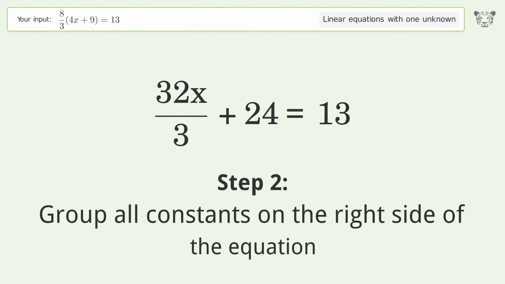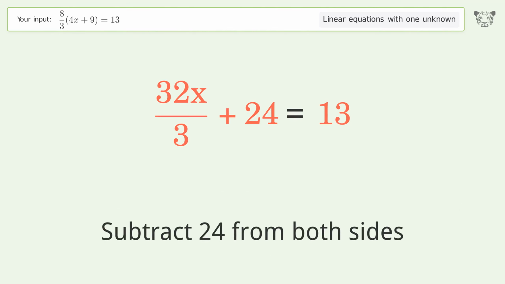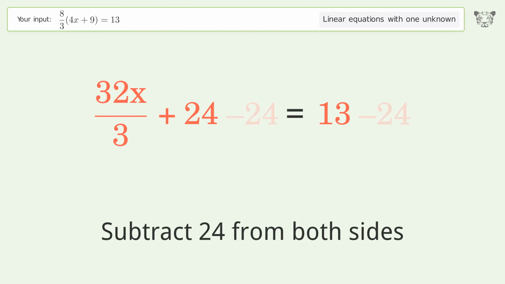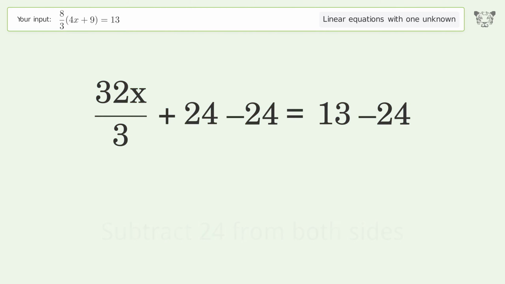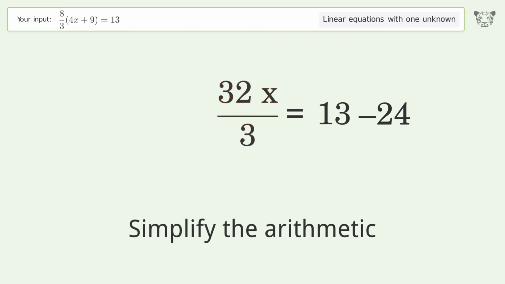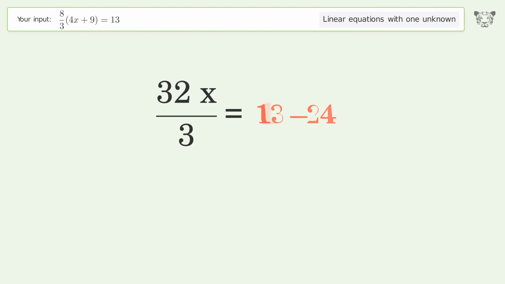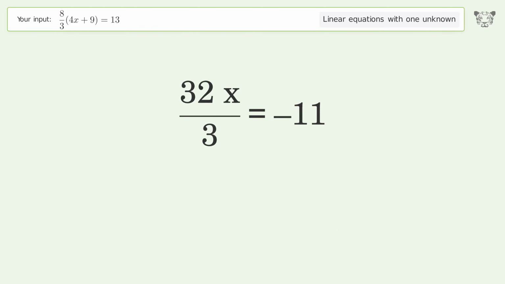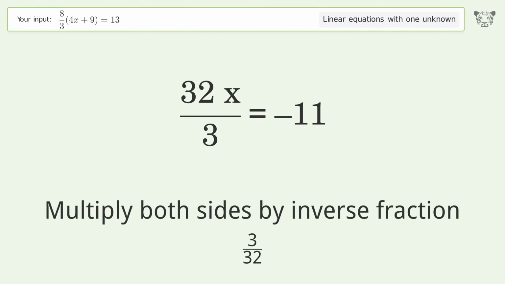Group all constants on the right side of the equation. Subtract 24 from both sides. Simplify the arithmetic. Isolate the x. Multiply both sides by inverse fraction 3/32.